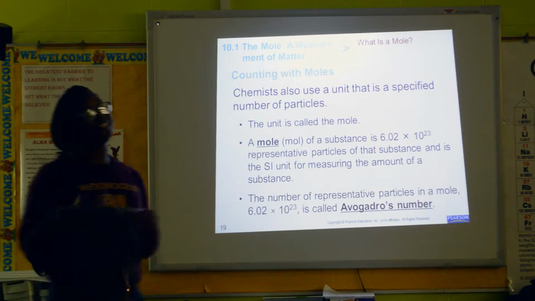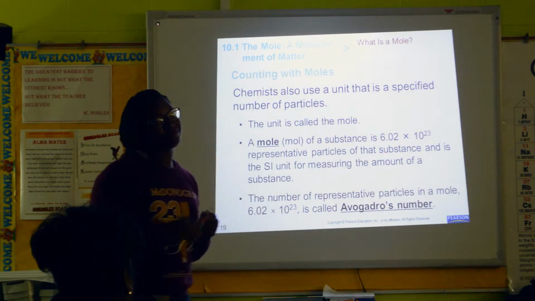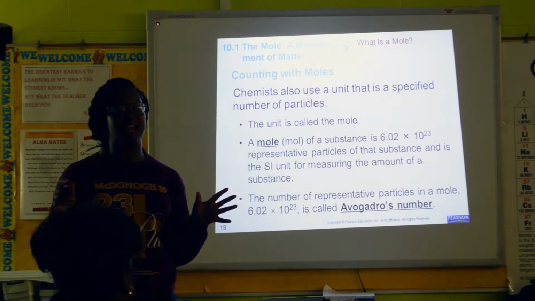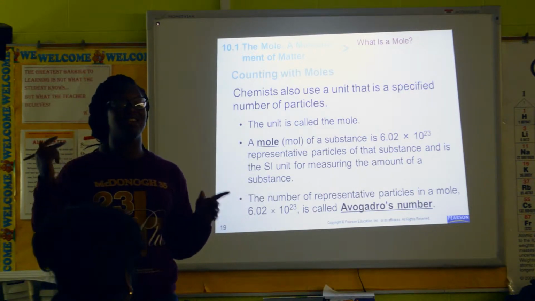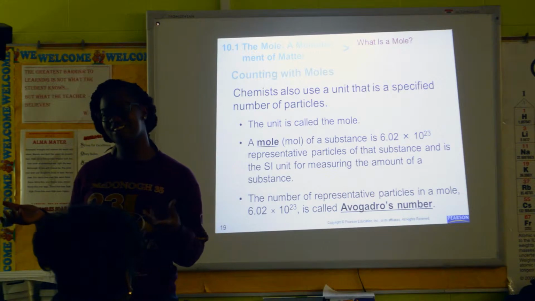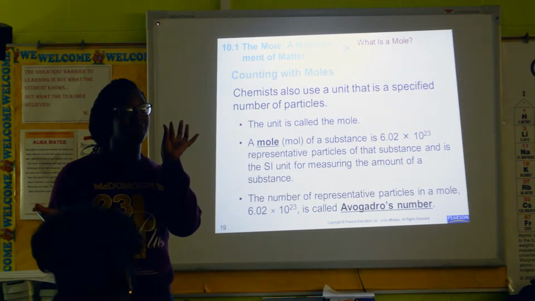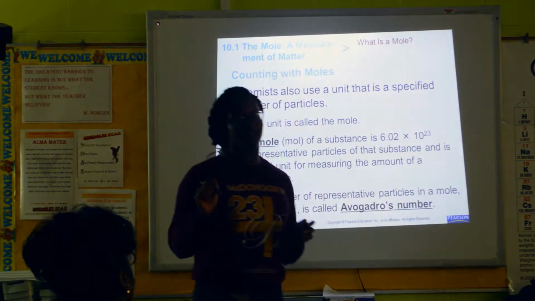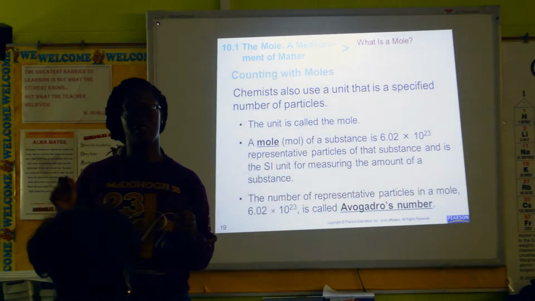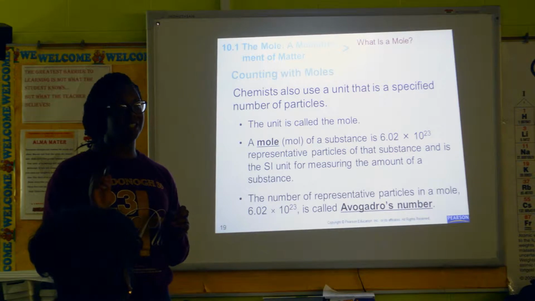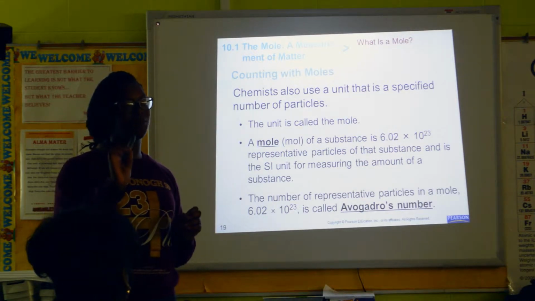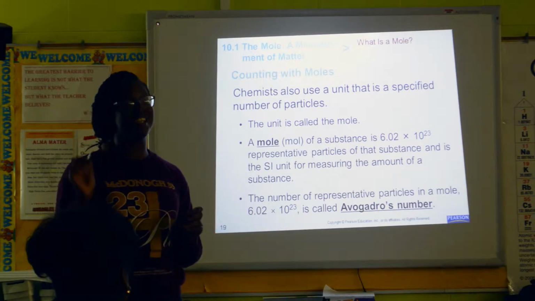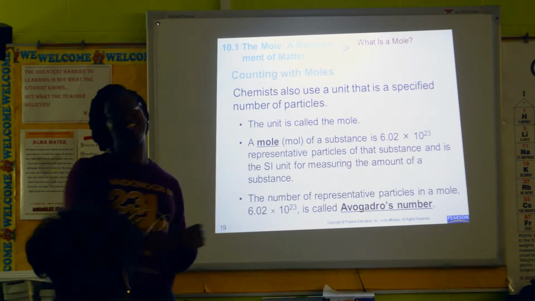I have a question for y'all. This is something really cool that I looked up. I went online because I was trying to look for different ways to show you really how much it is. Y'all know what a watermelon seed looks like? It's a little small watermelon seed, right? So picture what a watermelon seed looks like. If I were to have 6.02 times 10 to the 23rd watermelon seeds in a watermelon, how big do you think that watermelon would have to be?